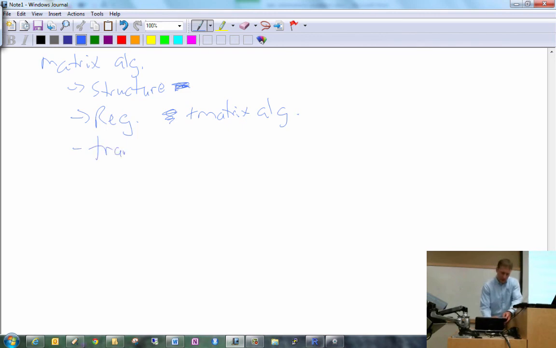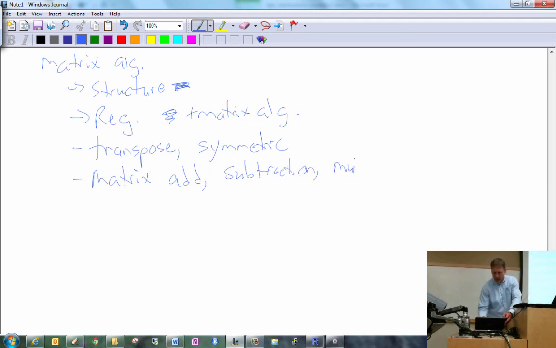What is a transpose of a matrix? And what happens if you have a symmetric matrix? What happens then when you take the transpose? Well, it's the same. Then we had matrix addition, subtraction, not too difficult.